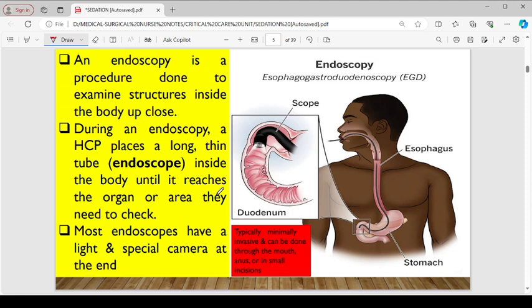Another procedure that may require some level of sedation is endoscopy, like the esophagogastroduodenoscopy, EGD. Endoscopy is usually done just to examine the body's tissues inside somebody. During endoscopy, the healthcare provider places an endoscope, which is just a long thin tube, inside the body, and it reaches the place where they are interested. Most endoscopes have a light and a special camera for visualization. It is typically minimally invasive and can be done through the mouth, the anus, or any other incision.